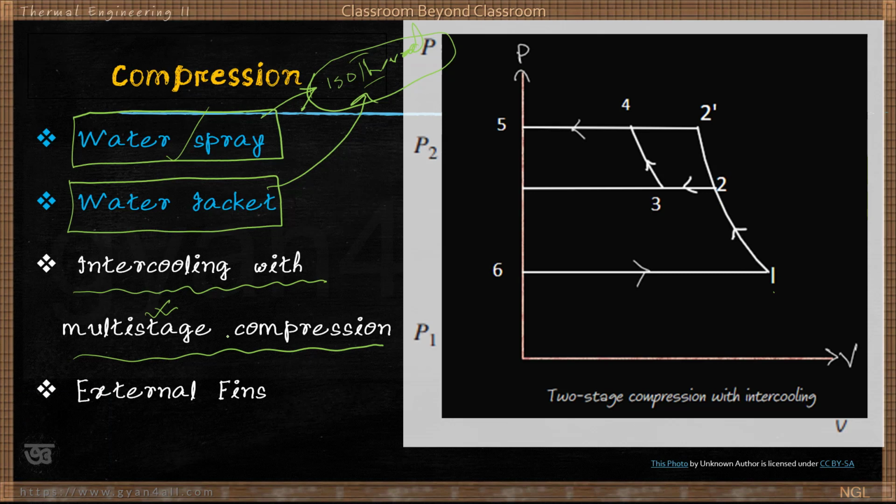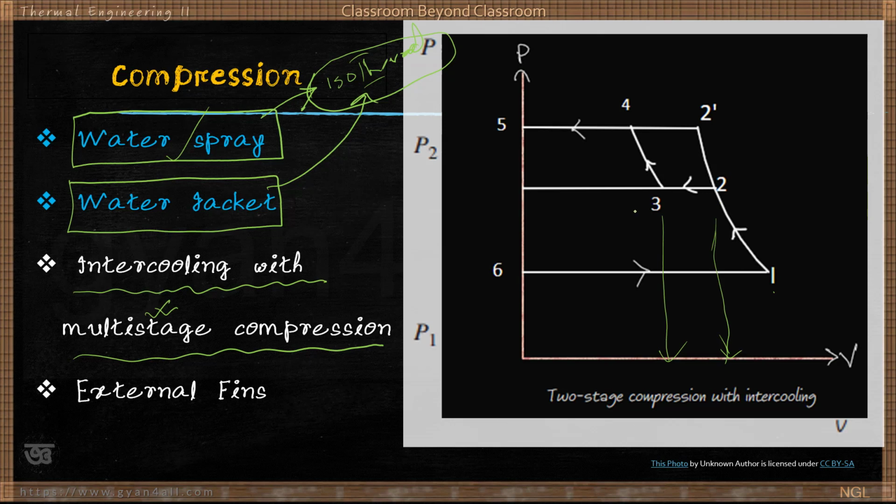Volume to decrease. Good. So in the PV diagram, the only thing we can see is that pressure remains constant, but volume decreases from 2 to 3. If we cool something gaseous, that means compressed air, then the volume will decrease. And cooling definitely means the temperature will decrease, because the process is intercooling. But at the same time, in the PV diagram, we can observe that the volume will also decrease.